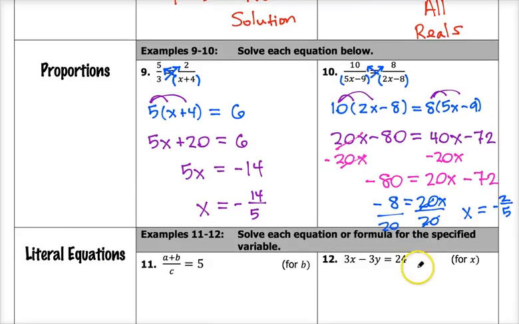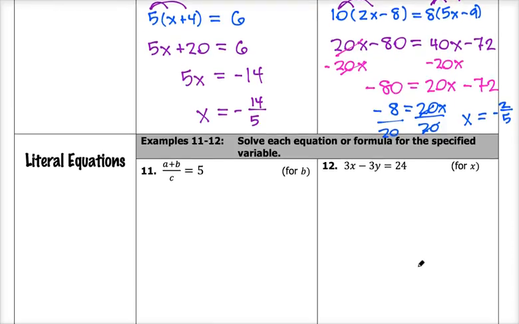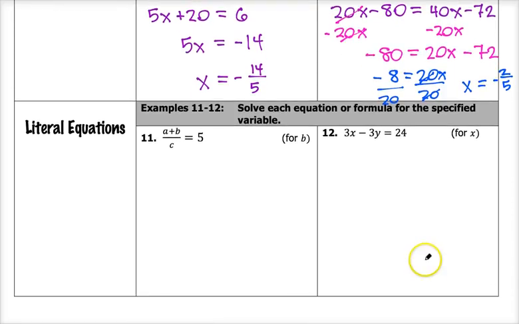Okay, the last couple of examples are what we call literal equations, and literal equations are those that have more than one variable. For these, the steps are the same. It just means we're not going to get an actual number for our answers. Okay, so for number 11, we have the equation a plus b all over c equals 5. We're solving this equation for b, so that means that we need to get rid of our a and our c on the left side.